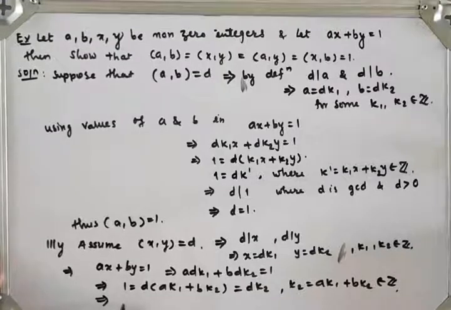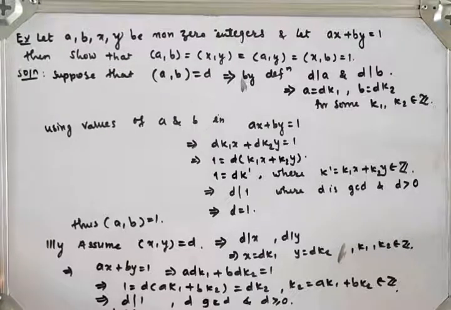So I will get d divides 1. So d is the GCD and d is always greater than 0, and since d divides 1, the possible value is less than or equal to 1. So that's why we say that d is equal to 1 is the only possible value. So d is equal to 1 means GCD of x and y is equal to 1.